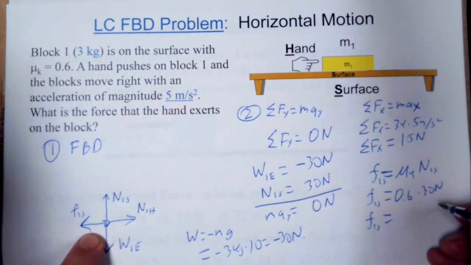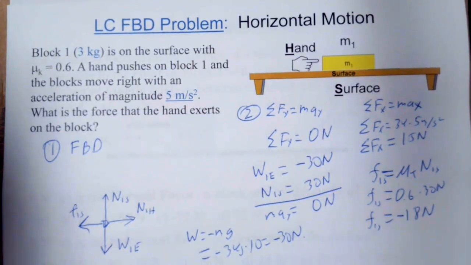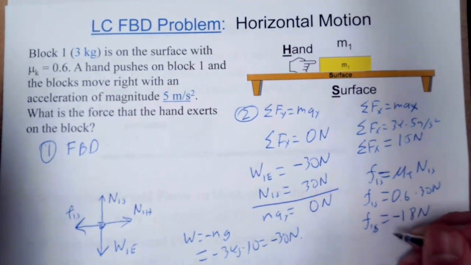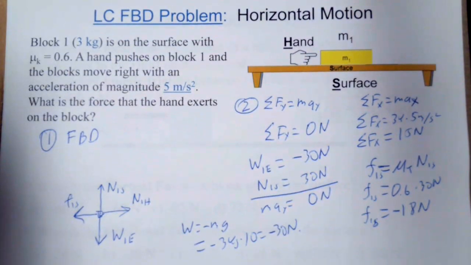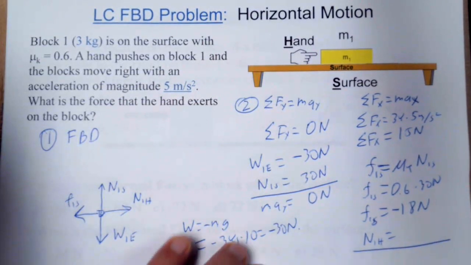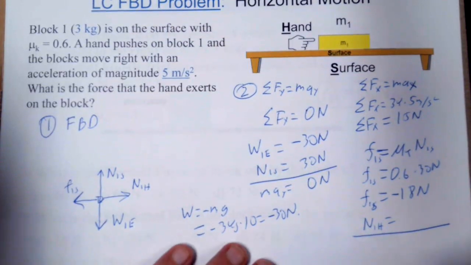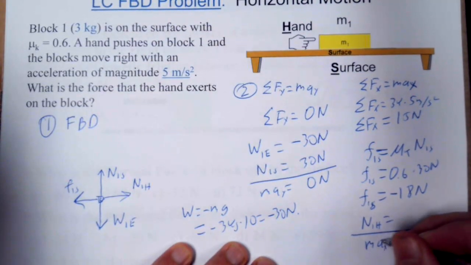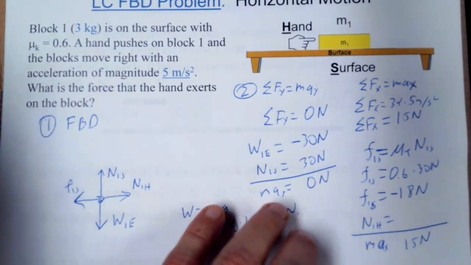And if we look at our free body diagram, it is pointing to the left. So that means the friction force is negative 18 newtons. Okay, and so now the normal force by the hand, we don't know the value of that. That's what we're trying to solve for here. Let me push this up a little. And then the mass times acceleration in the x direction, this is 15 newtons.